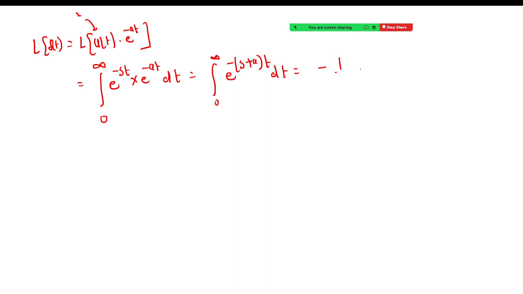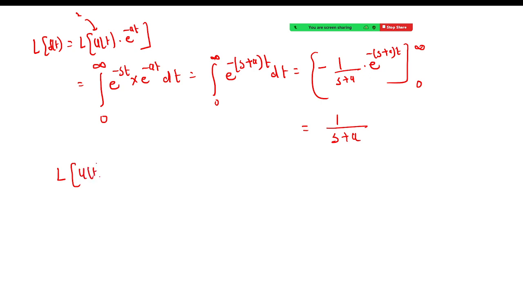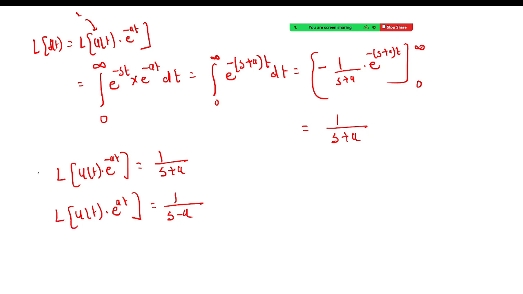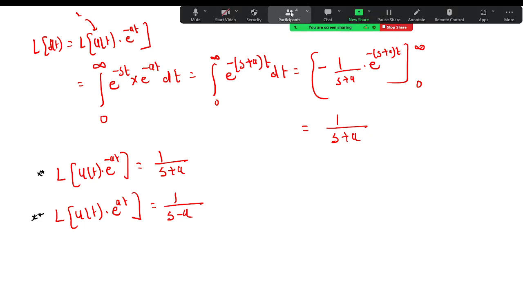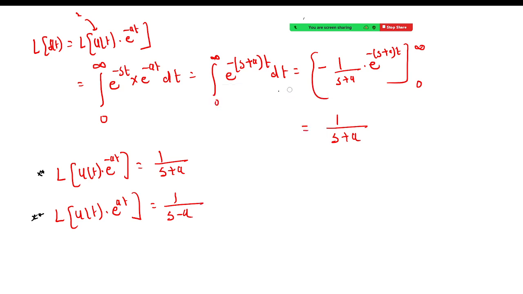Right. So that is equal to minus 1 upon (s plus a) into e to the power minus (s plus a) into t, from 0 to infinity. Once we substitute the integral limits, finally you will get the value 1 upon (s plus a). So the Laplace of u(t) into e to the power minus at is 1 upon (s plus a). Similarly, we can calculate Laplace of u(t) into e to the power at, which is equal to 1 upon (s minus a), right? Again, these two formulas are very important, and will be frequently used in the successive topics of plant process dynamics and control, right? I hope these things are clear to all of you.